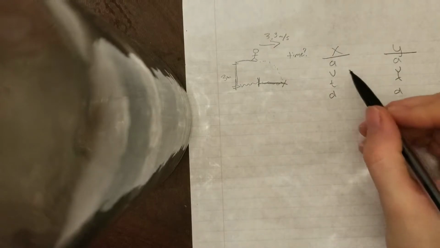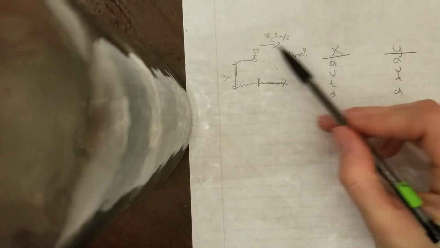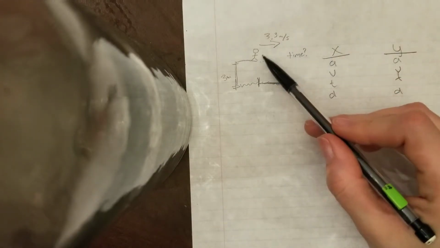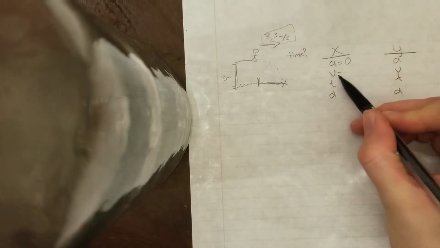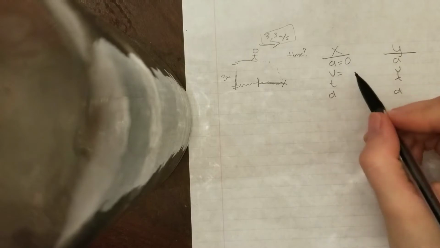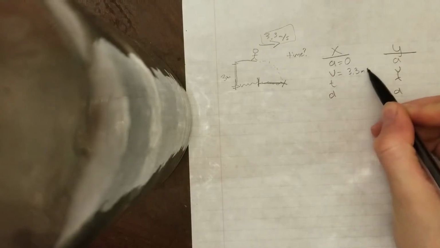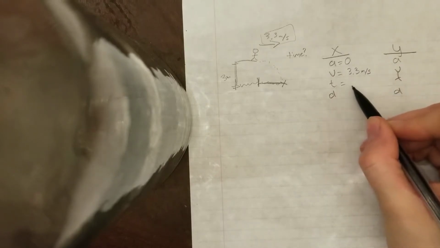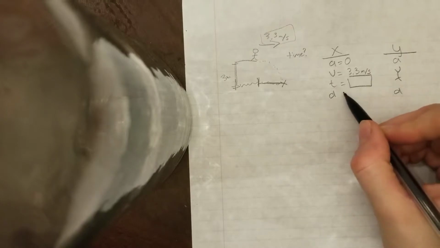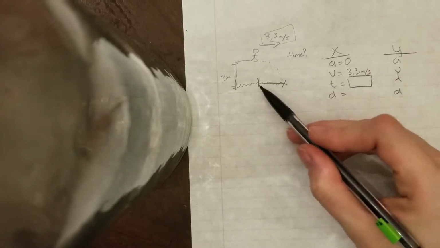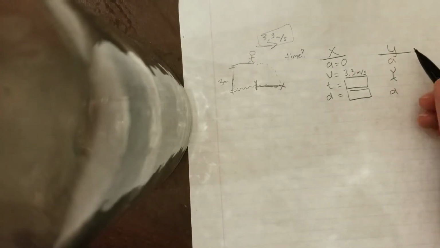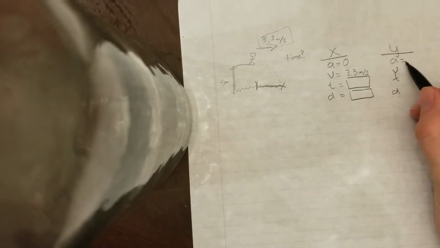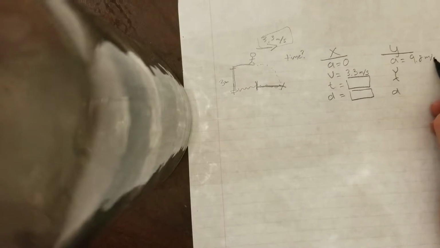Okay, so acceleration along the x-axis. We don't ever have acceleration along the x-axis. We'll only have a constant speed. Okay, so that's going to be 0. Our velocity on the x-axis, going right or left, is 3.3 meters a second. We don't know our time, so we're going to be solving for that. And the distance along our x-axis we are looking for as well, so we're going to leave that blank as well. Acceleration along our y-axis is going to be 9.8 meters per second squared.